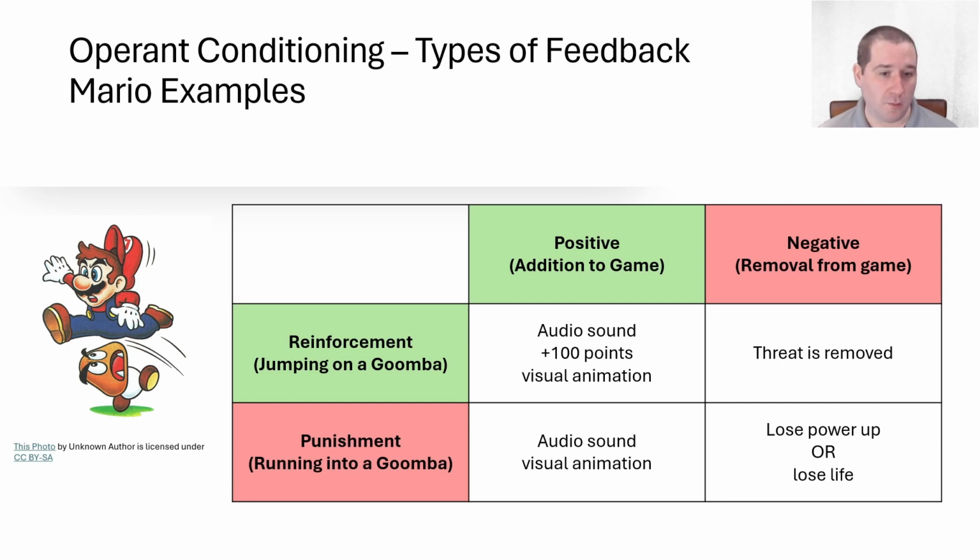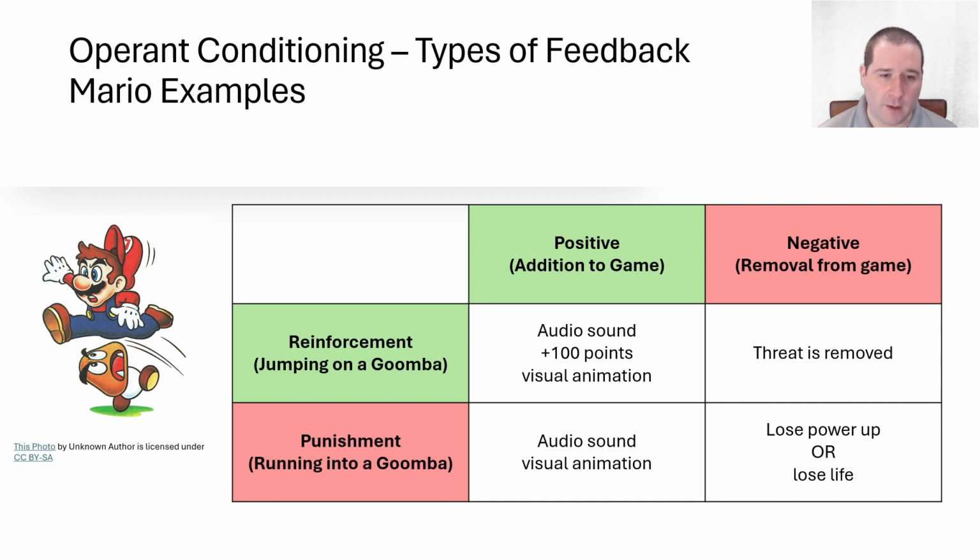When you jump on a Goomba, when you do something the game likes, it plays a sound. It gives you 100 points to your score. And it plays a satisfying animation. Games are interesting in that they can give feedback through multiple channels. We're getting a visual and an audio cue that we did a good job when we jump on a Goomba. There's a sound and an animation, and there's also points scored. So we know that this is what the game wants us to do because our score went up.